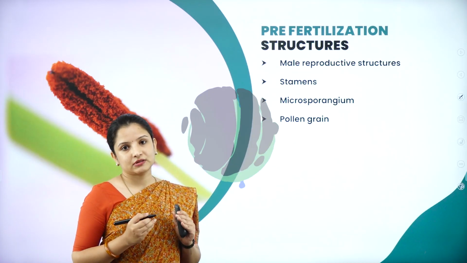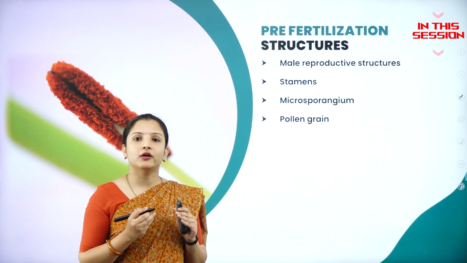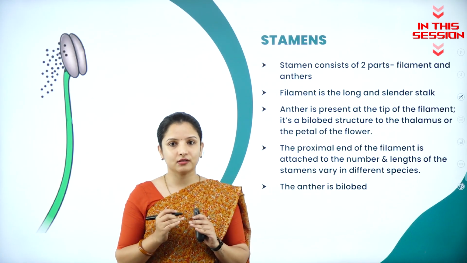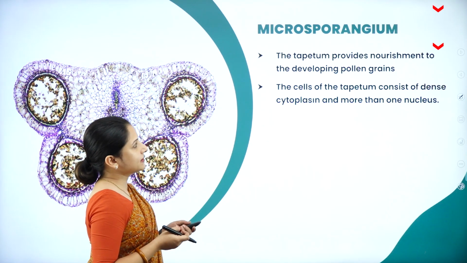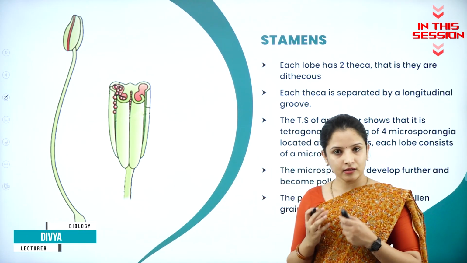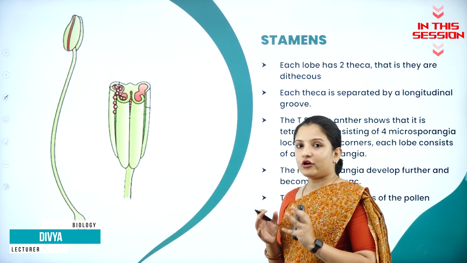The male reproductive structure of a flowering plant is called the stamen. The anther and the filament together constitute the stamen. The tapetum provides nourishment to the pollen grains. An anther is bi-lobed, so it is also called theca.